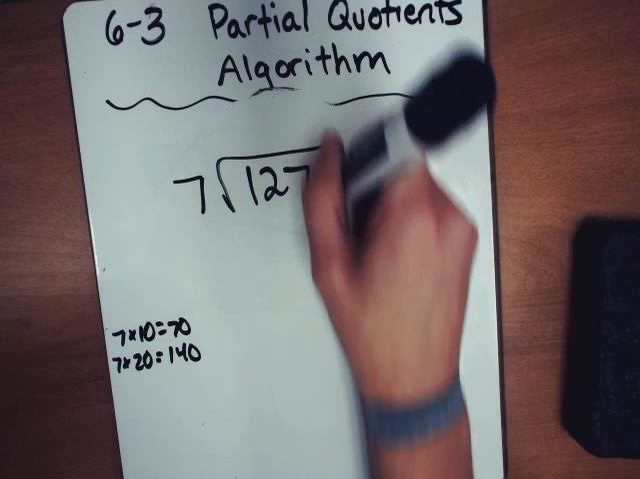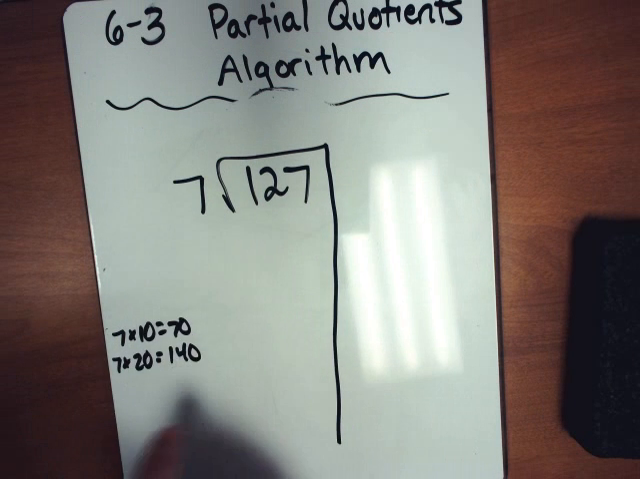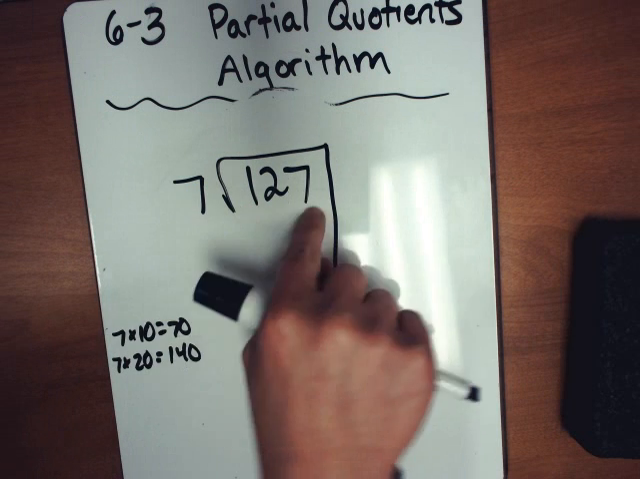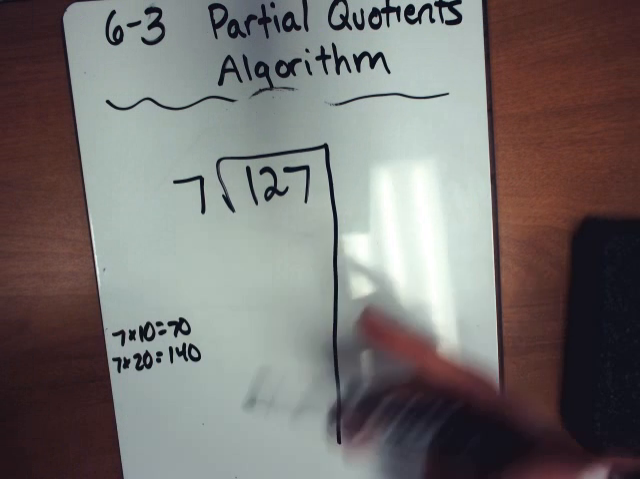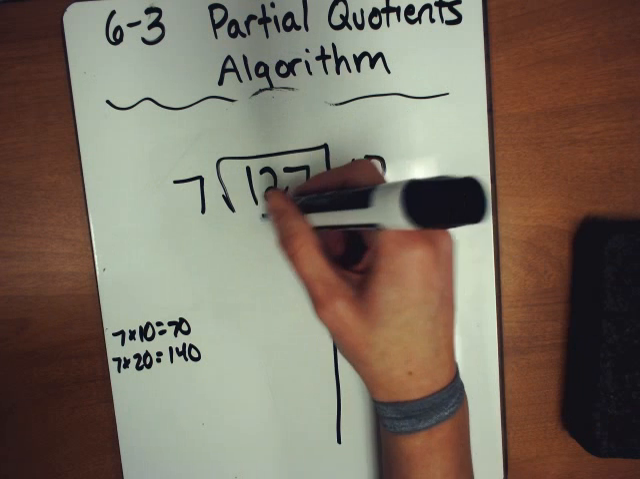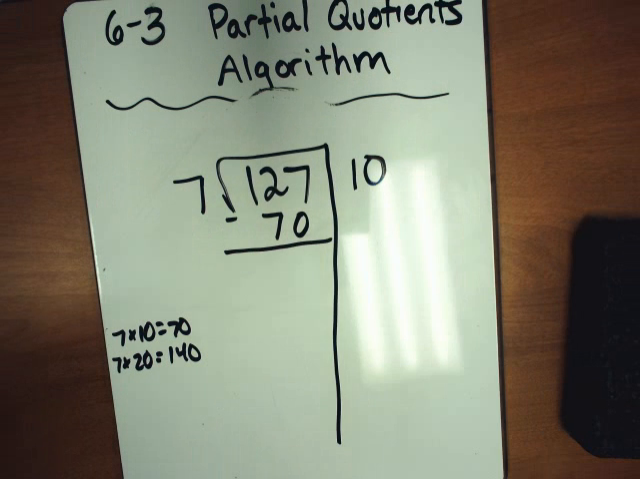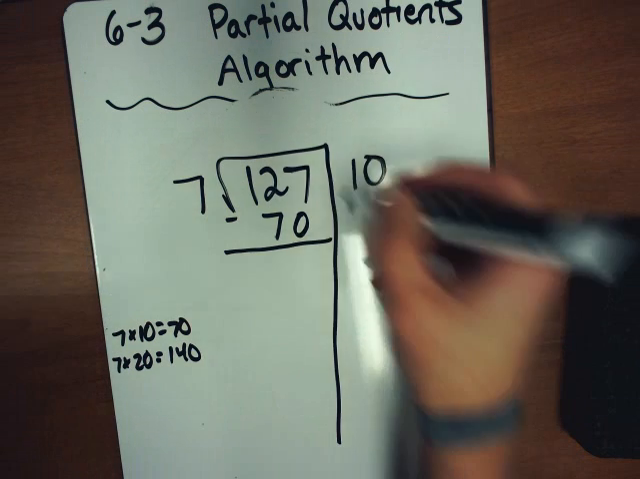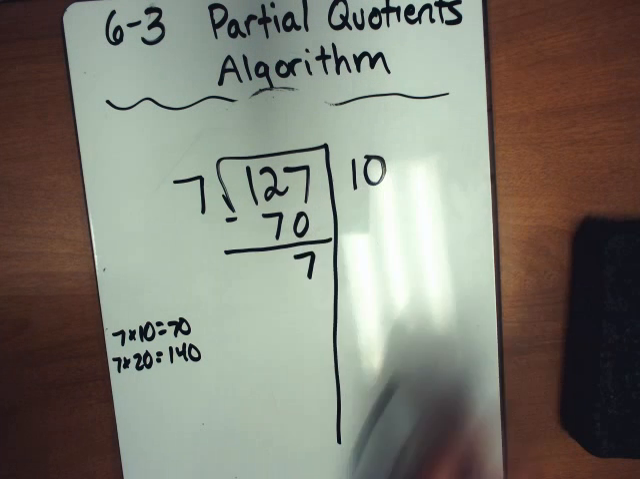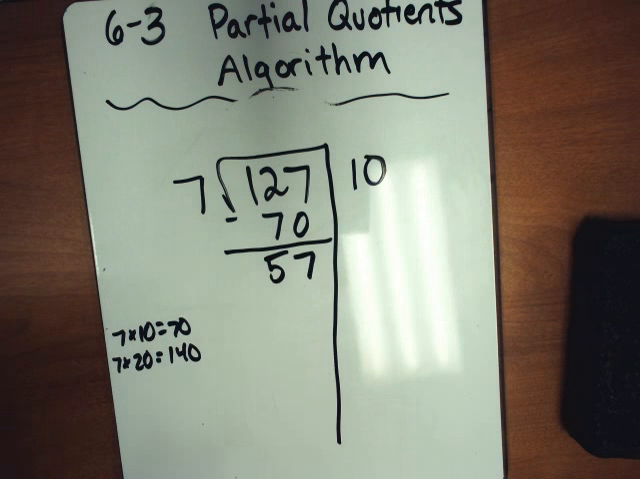I'm going to start off again with my 7 times 10 is equal to 70. So when I'm dividing 127 into 7 equal groups, I can put 10 into each group. 7 times 10 is 70. I'll subtract the difference to figure out how much more I have left to share. 7 minus 0 is 7, and 12 minus 7 is 5. So I have 57 left to share.